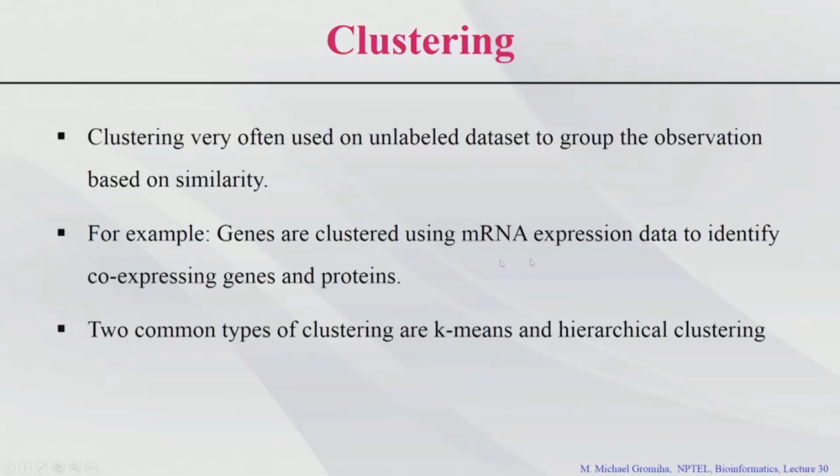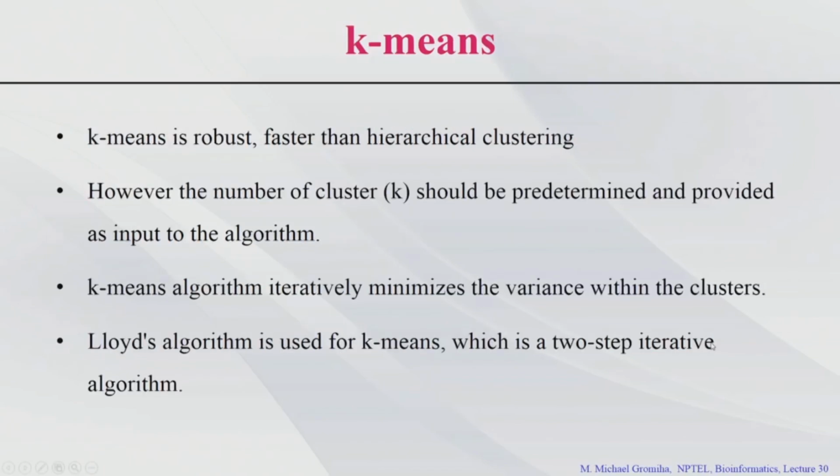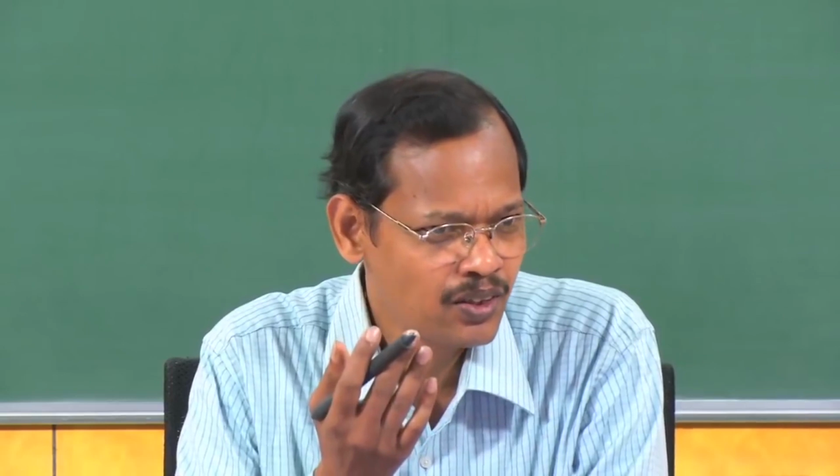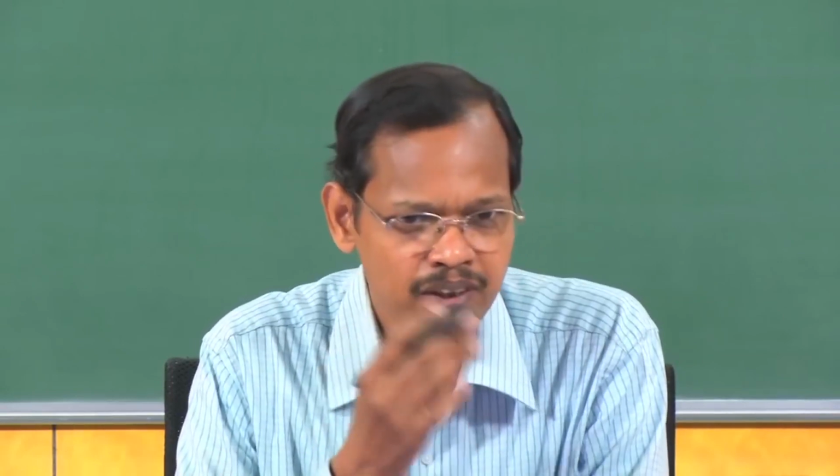For example, genes are clustered by mRNA expression to identify co-expressing genes, as well as proteins. There are various types of clustering techniques, normally k-means clustering and hierarchical clustering. Now we will see how these clustering techniques work. Take k-means clustering: it is robust and faster than hierarchical clustering. We already discussed k-means clustering with another application. For what application did we discuss it? Grouping non-redundant sequences, when you use the steady hit, we discussed this clustering technique.